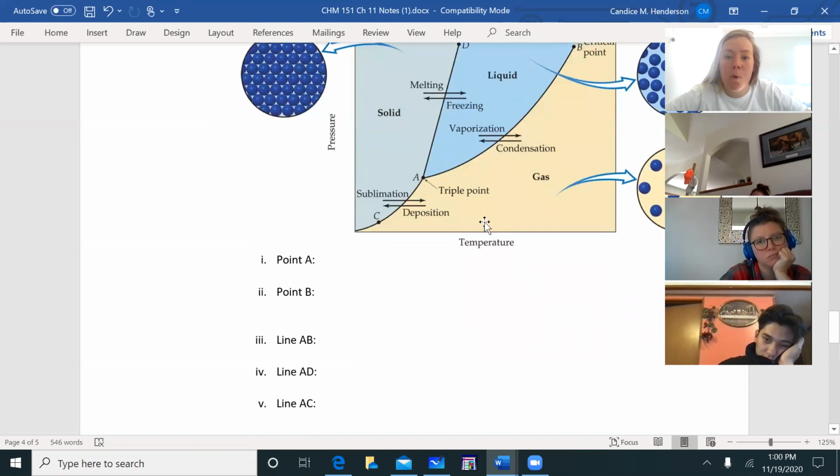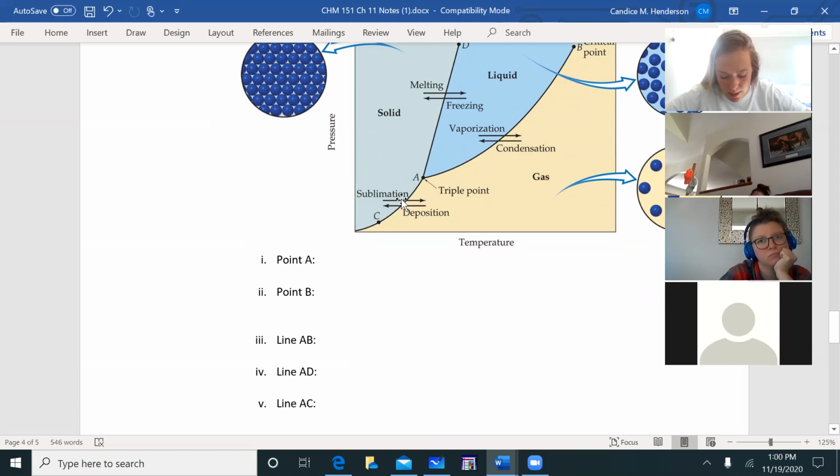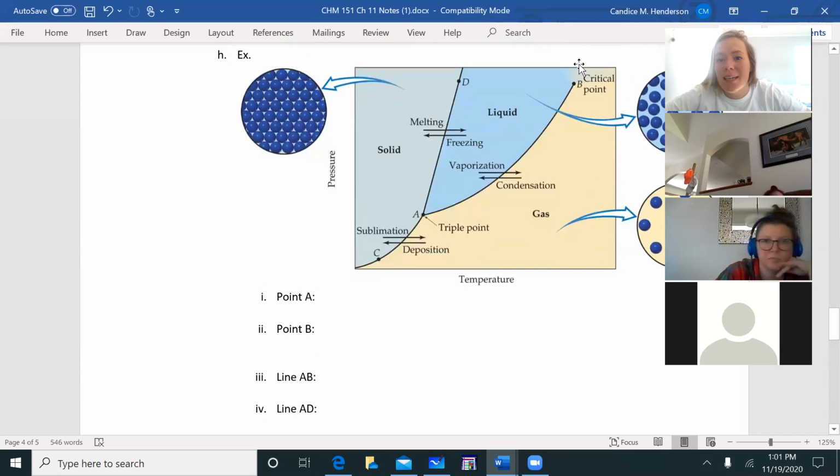So looking at some of these points, we can decide what we would expect to see as far as our phases. At point A here, our triple point, we would expect to see solid, liquid, and gas of whatever this material is. Point B is that critical point. We would see liquid and gas here, but they'd sort of be indistinguishable from each other. It would almost be like a slosh of liquid gas. They're sort of sitting in between those two. Can't really make up its mind.